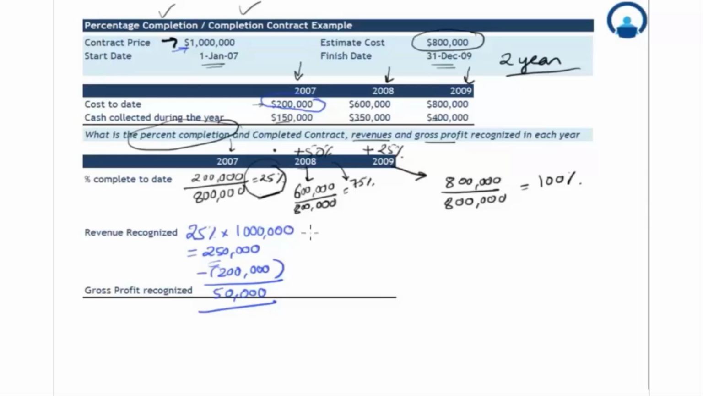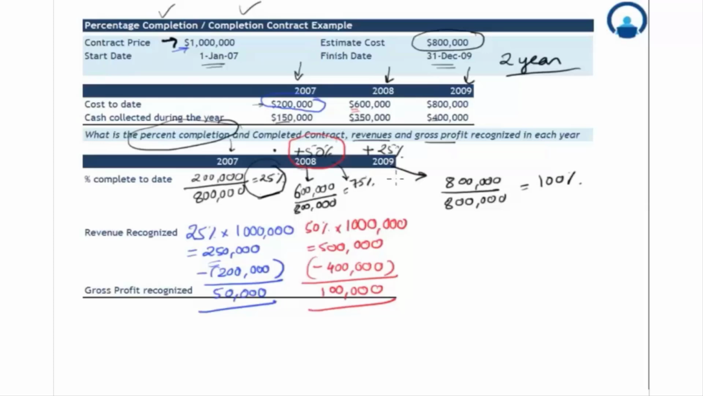So let's look at how this number pans out for 2008. For 2008, the amount of work that was completed was 50%. So it is 50% multiplied by $1 million. So again, this comes out to be 500,000. And the associated cost is basically the difference between the two, 200 and 600. So the associated cost is basically 400,000. So the overall gross profit comes out to be 100,000 here.